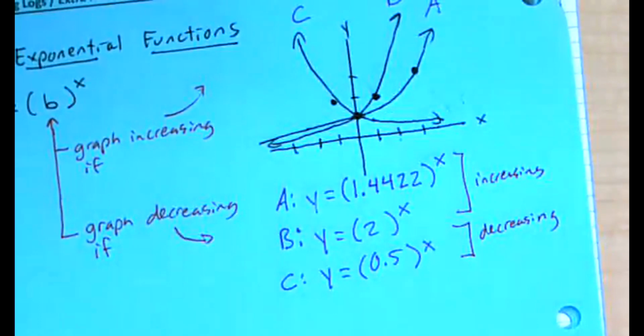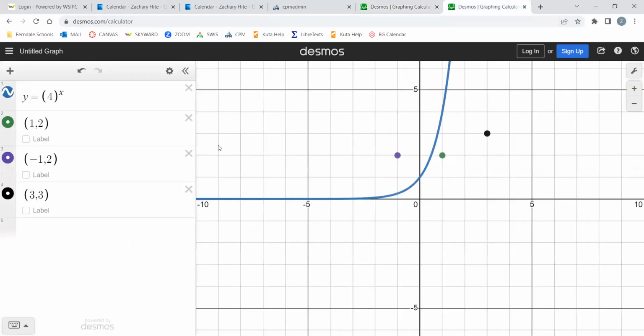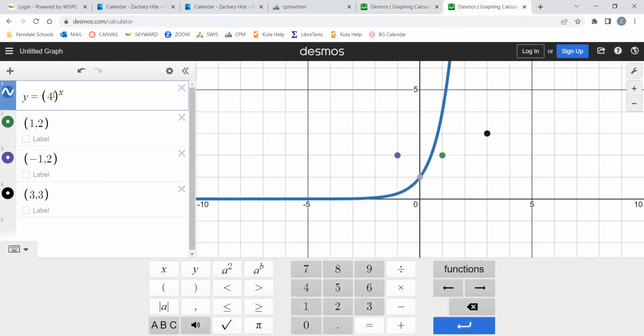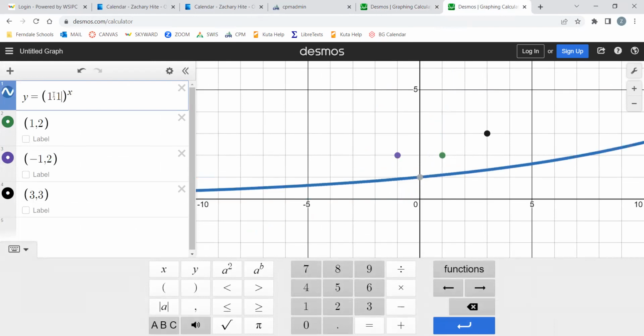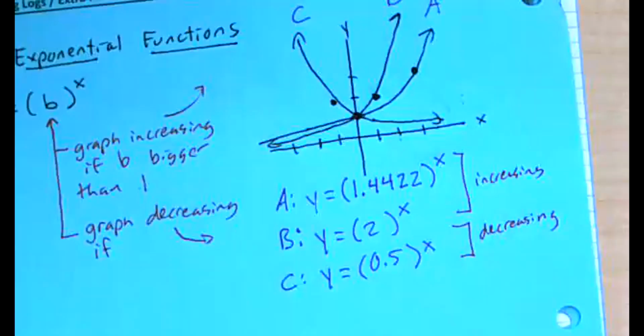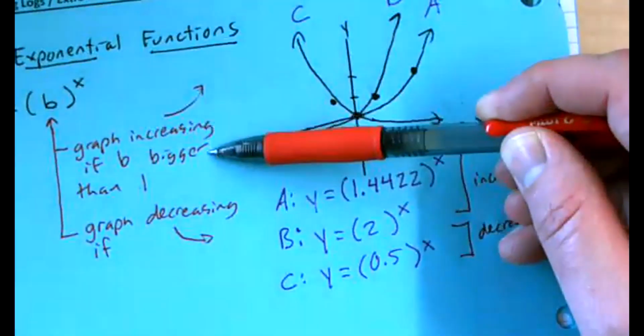Let me get back to my Desmos here. What if my number was just a tiny bit bigger than 1? Give me a number that's just a little tiny bit bigger than 1. 1.1. So is that still increasing? It is. It's not increasing very fast, but it's definitely increasing still. So can we stick with that? The graph is going to be increasing if B is bigger than 1. Sorry, let me get back to my dot camera. I just wrote that, but it's not on the screen. So the graph is going to be increasing if B is bigger than 1.